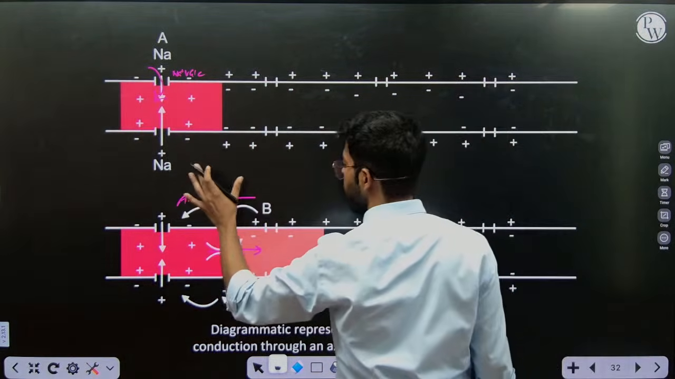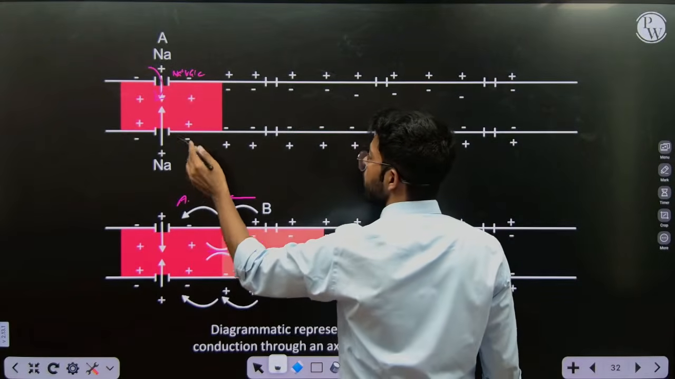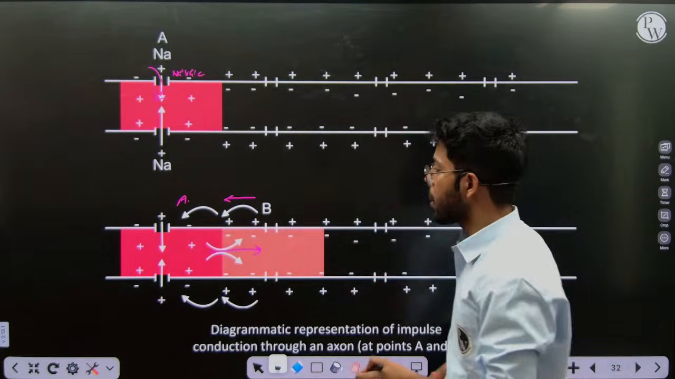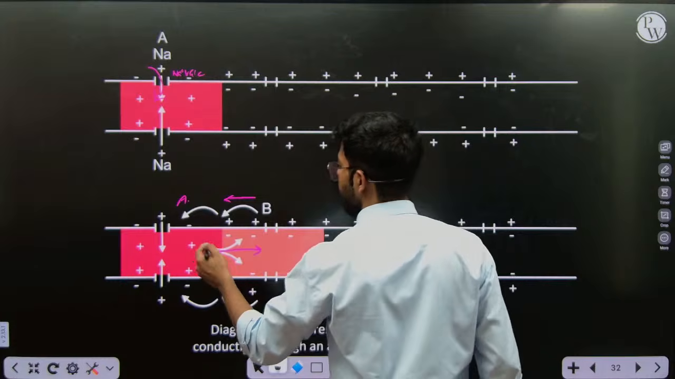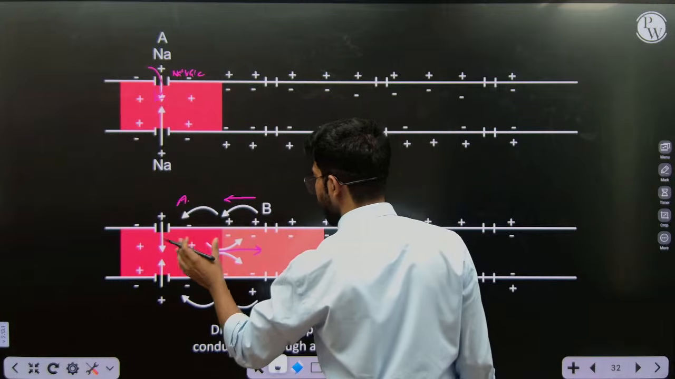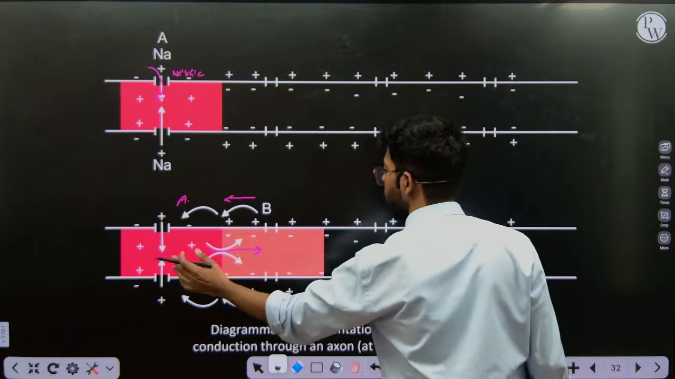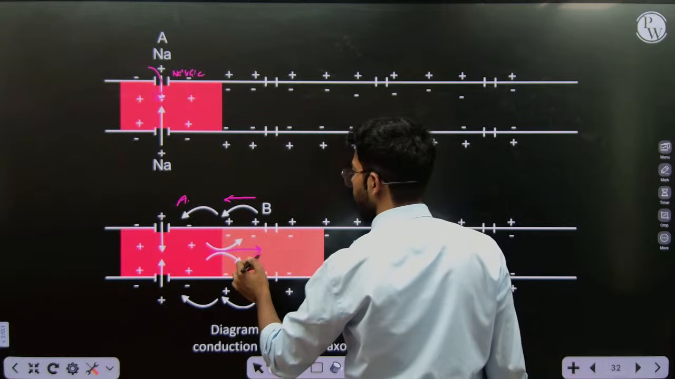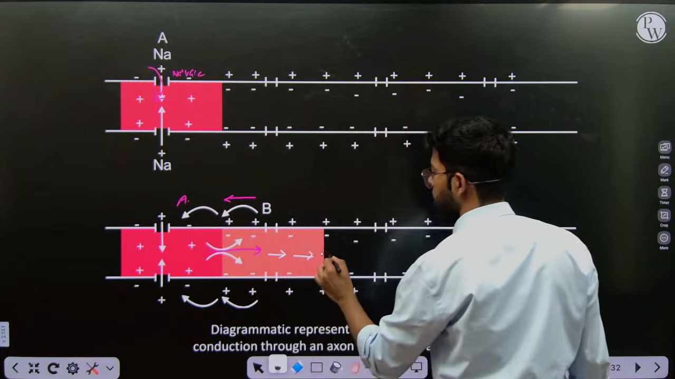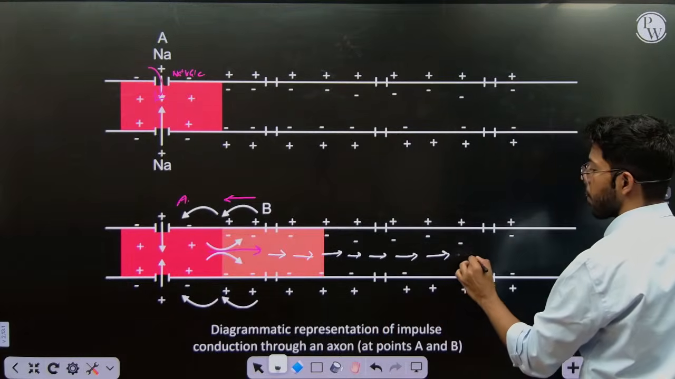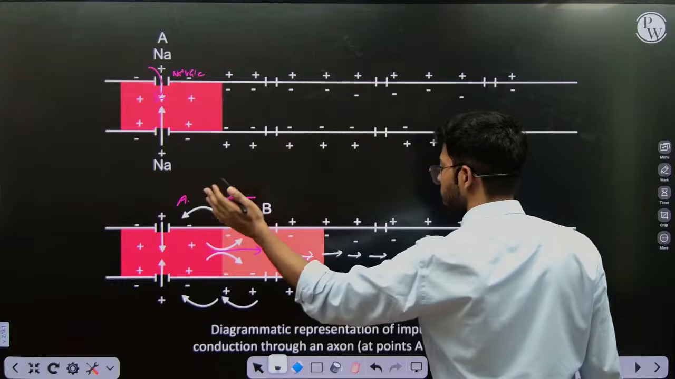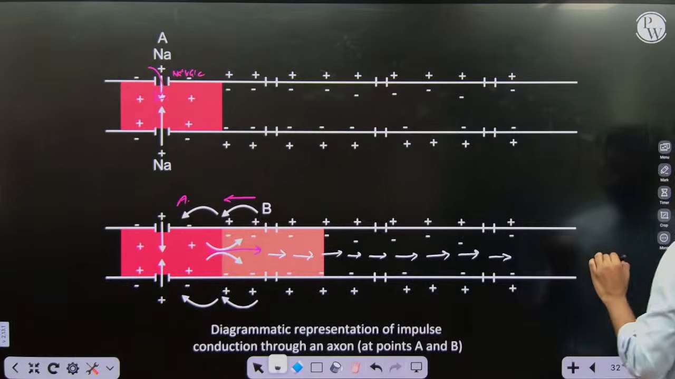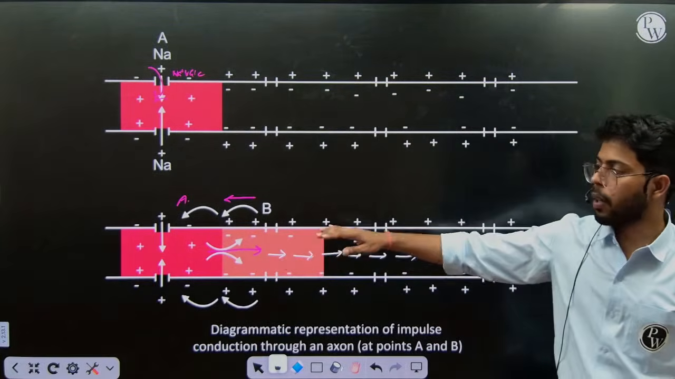Now, the action potential term. This is the term which is also used as a nerve impulse. So nerve impulse or action potential is the potential by which the nerve actually transmits the stimulus from one place to another place. You can see inside it is transmitting from A to B. So accordingly, it will get transmitted along the whole of the axon, from the axon hillock to the nerve ending part. So this is the action potential or nerve impulse.